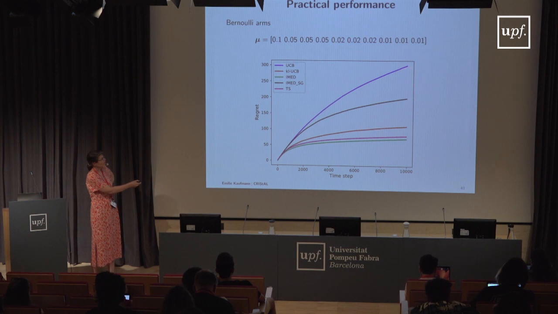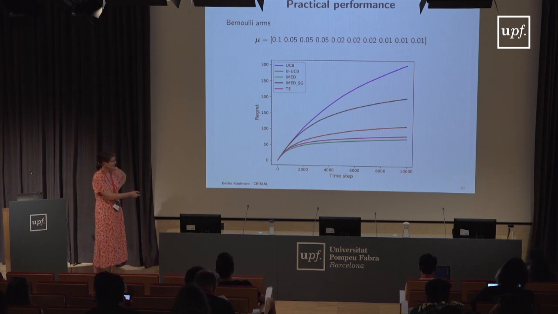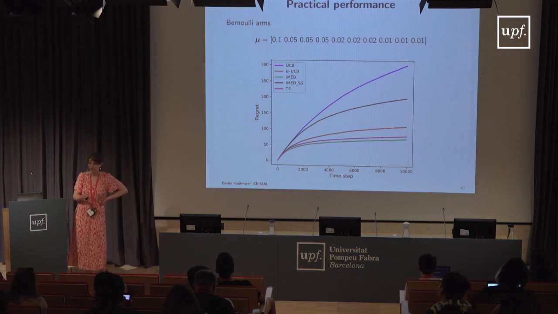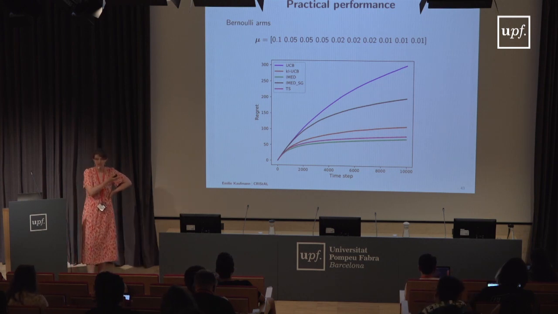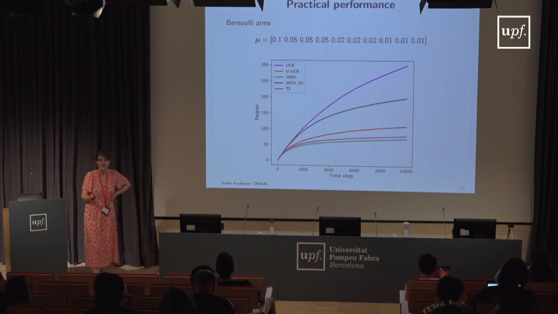And we particularly note the gap between UCB and KL-UCB and IMED. Because UCB is not supposed to be optimal for this particular distribution, and this is just showing you that, okay, it's also reflected in practical experiments.